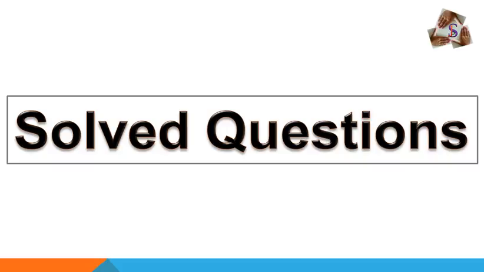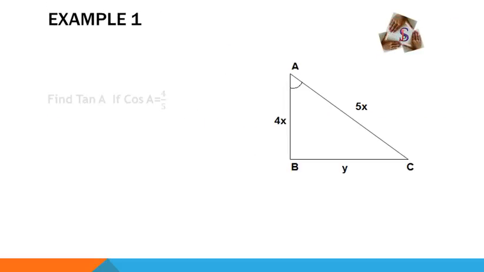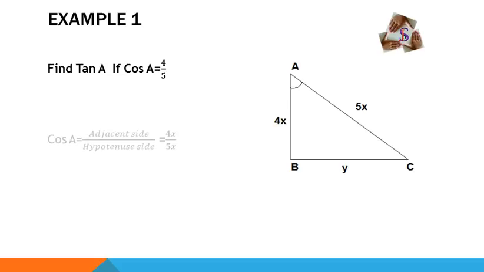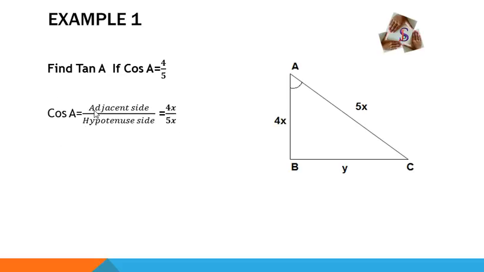Proceeding further, we move on to our next section, that is the solved questions. In this section, 4 examples have been solved step by step. Example 1. Find tan A if cos A is equal to 4 by 5. So we know that cos A is adjacent side by hypotenuse side. CAH. So cos A is adjacent side by hypotenuse side.